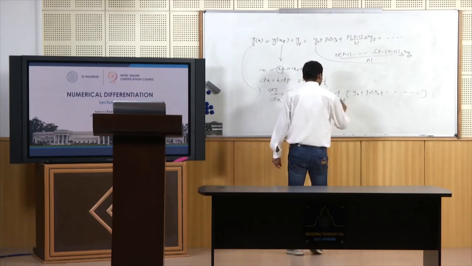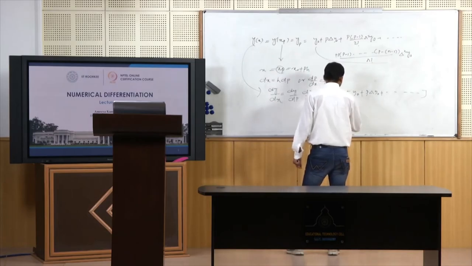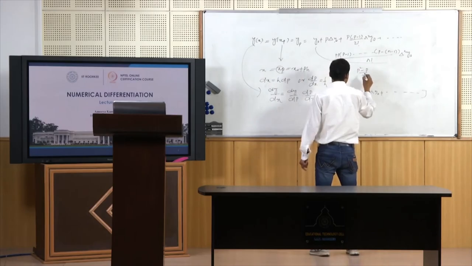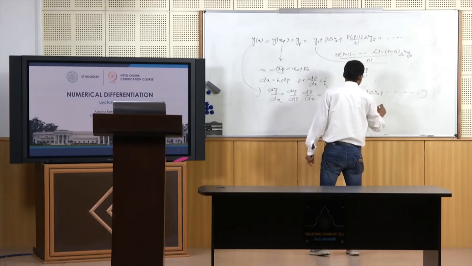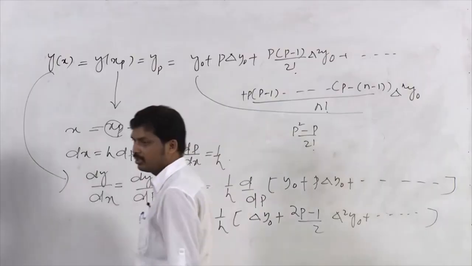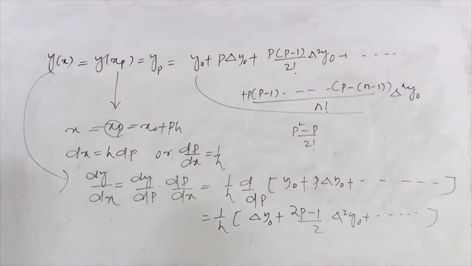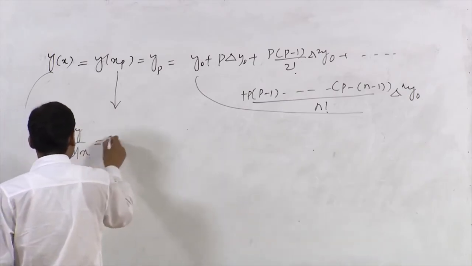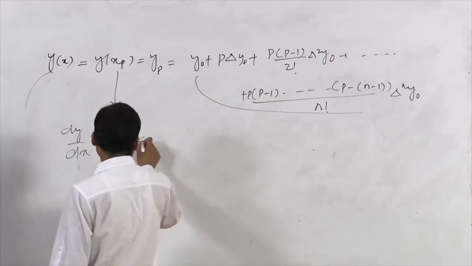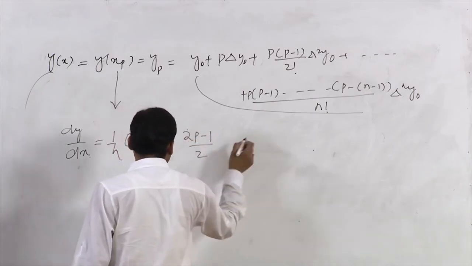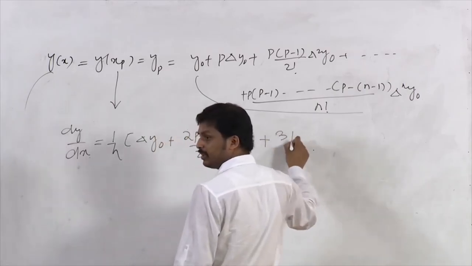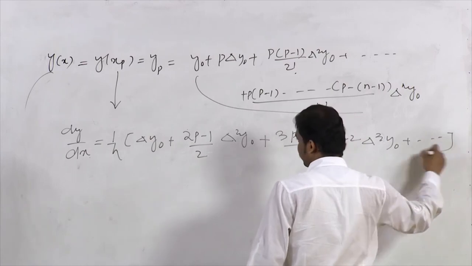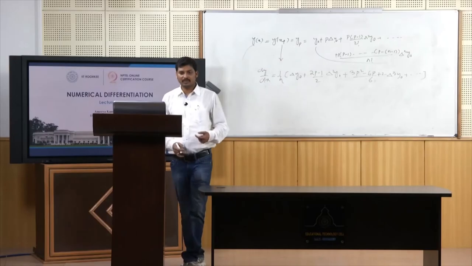If you differentiate, directly we can write 1/h times: the first term gives 0, the second term gives Δy0, and the third term, which is (p² - p)/2!, gives (2p - 1)/2 Δ²y0. Likewise all the other terms can be differentiated. In complete form, dy/dx = 1/h [Δy0 + (2p - 1)/2 Δ²y0 + (3p² - 6p + 2)/6 Δ³y0 + ...].